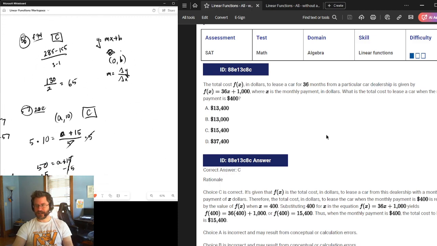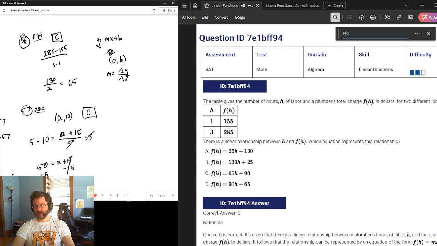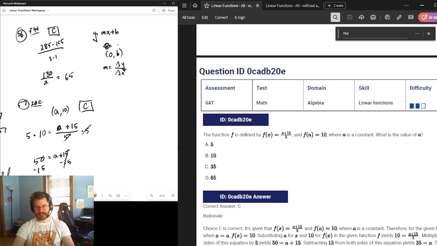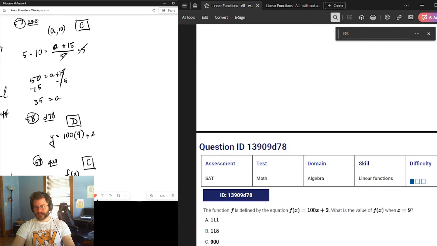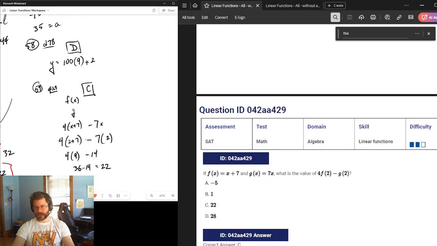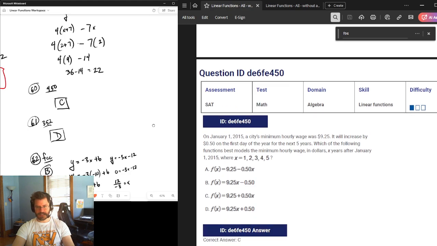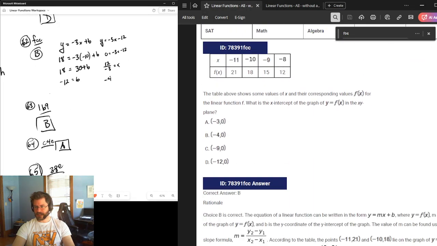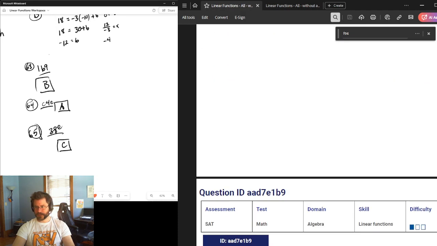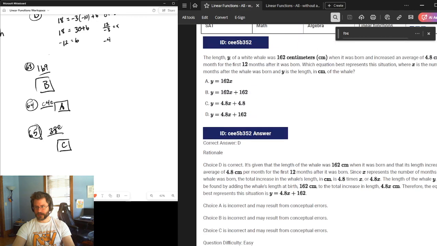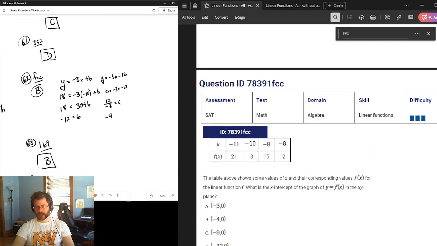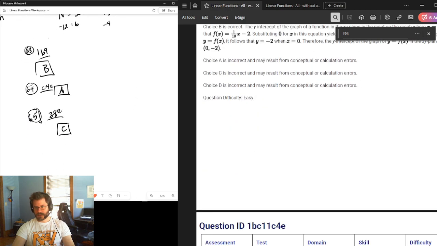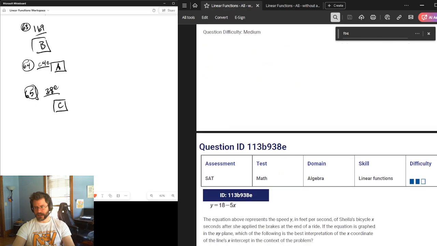F94 is C, 20E is C, 58D78 is D, 429 C, 450 C, 352 D, ending FCC B, C4E, skip one, FCC. 1B9 is B, C4E A, and 38E is C.